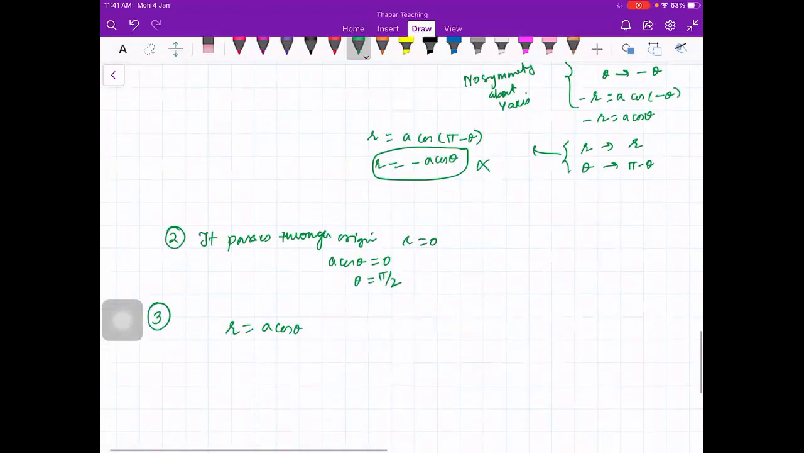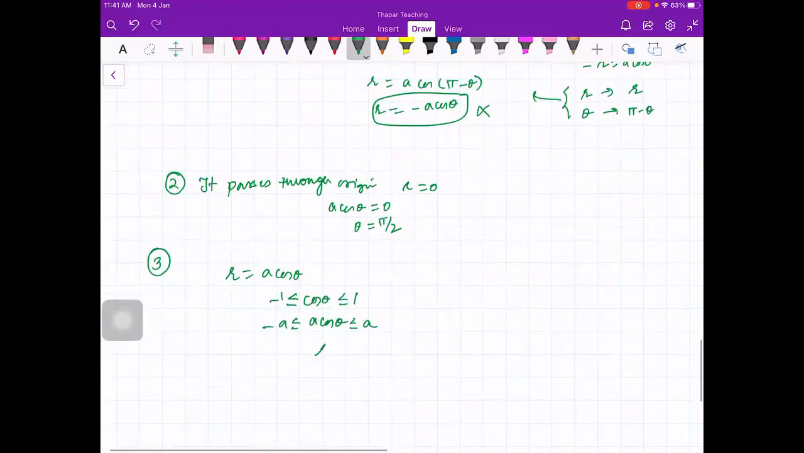And then you can have the third one, you can have some idea. Now you see, cos theta will lie between 1 and minus 1. It means that a cos theta will lie between a and minus a. So it means that r will be between minus a and a. Is that okay? Yes? Is that thing clear to everybody?